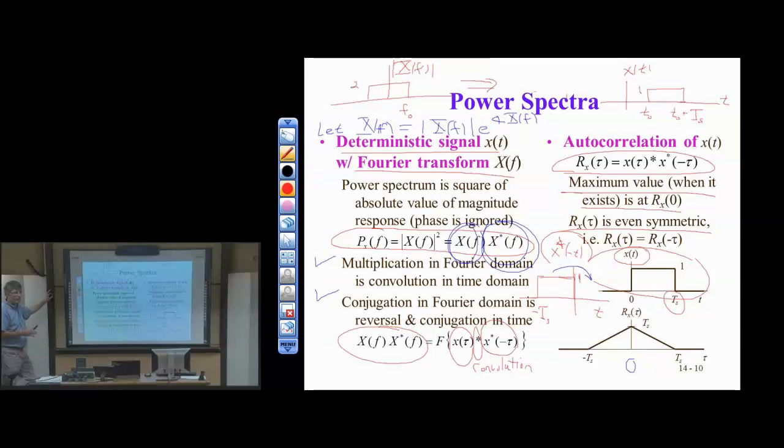And if you think about it, it makes sense, because any delay in the time domain corresponds to a phase shift in the frequency domain, and we've gotten rid of the phase. We're looking at the magnitude squared. Phase is gone, so it kind of makes sense. We're not tracking phase, we're only tracking magnitude.